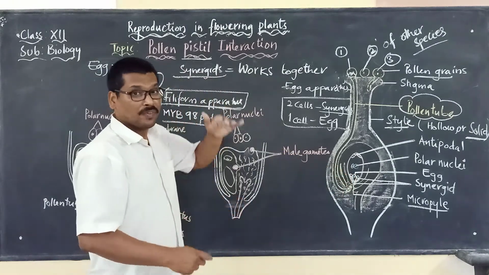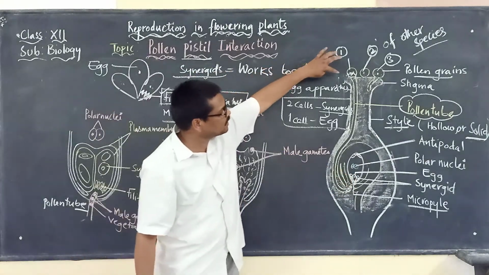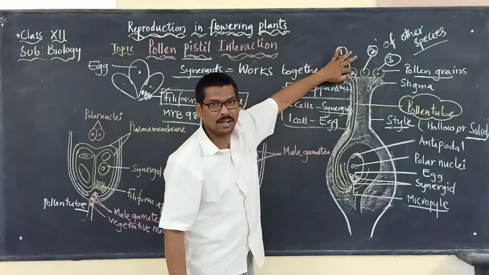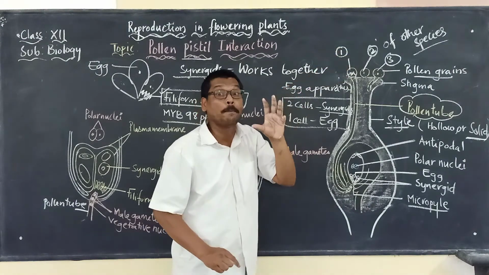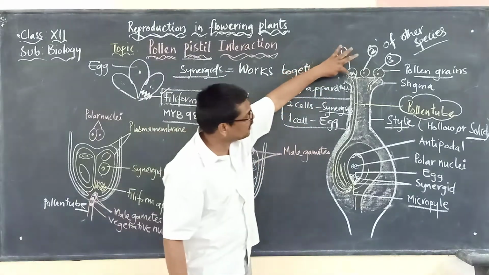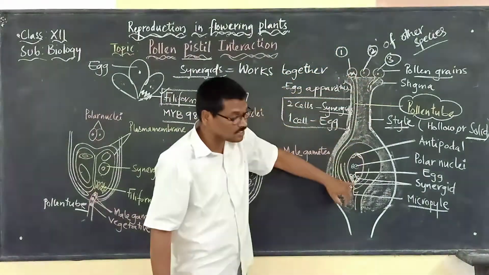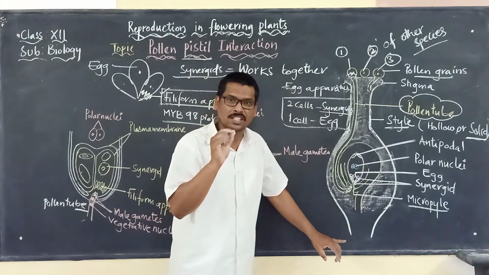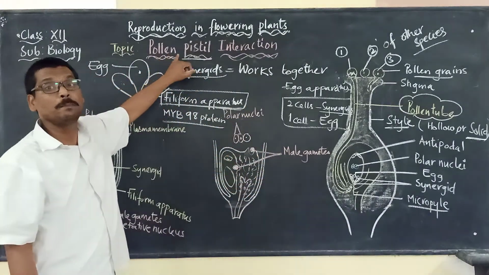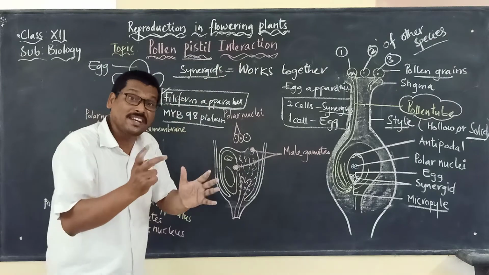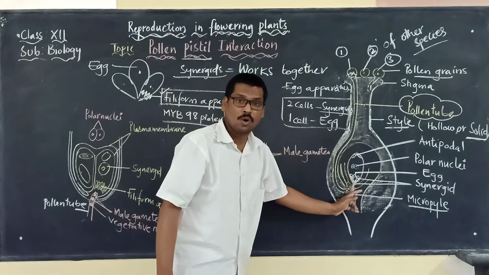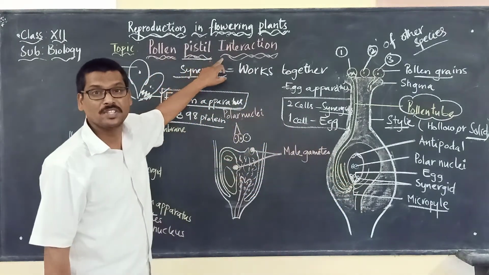So from the time the pollen grain falls on the stigma, meaning compatible pollen grains, the right type of pollen grains, until they reach the ovule, all these events taking place come under what? Pollen-pistil interaction. The events that take place from the time the pollen grain falls on the stigma until it reaches the ovule are called pollen-pistil interaction.